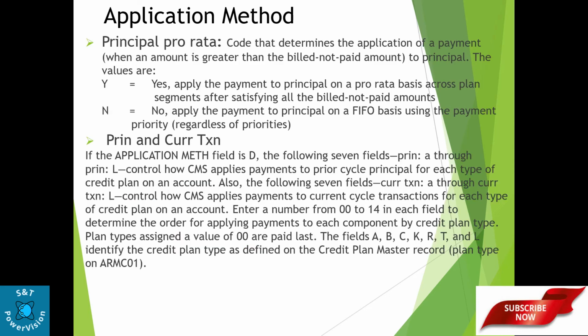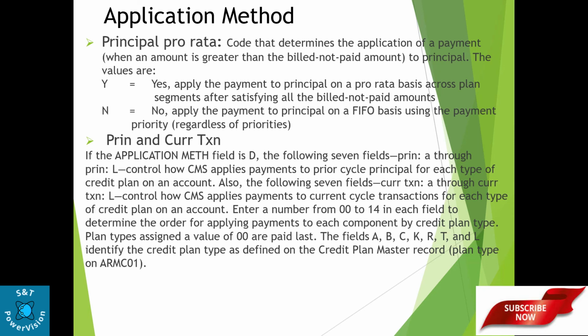So now the application method here: principal pro rata, a code that determines the application of a payment when an amount is greater than the bill not paid component paid amount to principal. The value Y means yes, apply the payment to principal on a pro rata basis across plan segments, and N means no, apply the payment to principal on a FIFO basis using the payment priority. Principal and current transaction.